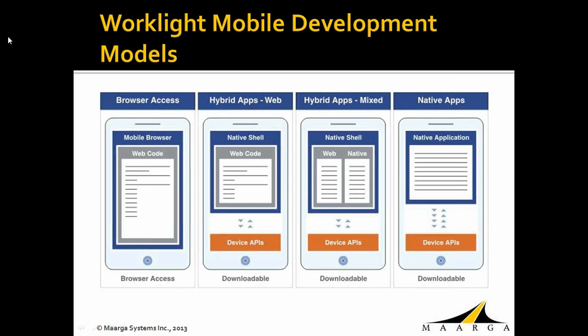The other type of hybrid application is the mixed type, where along with the web code, the developer will augment it with the native language to create unique features and access native APIs that are not available on JavaScript, JavaScript being the code of choice on the web application.